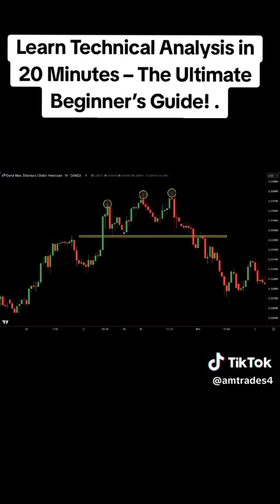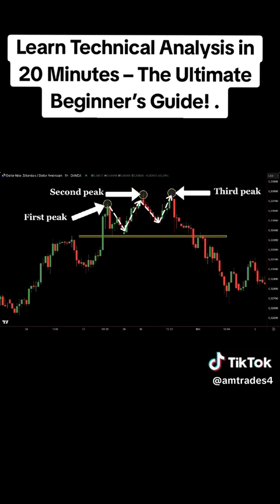A valid triple top consists of four key parts. First peak, price moves up and hits a resistance level. Pullback, price drops slightly but then attempts to go higher again. Second peak, price reaches the same resistance level but fails to break through. Third peak, price makes one final attempt to break higher but fails again, confirming seller dominance.